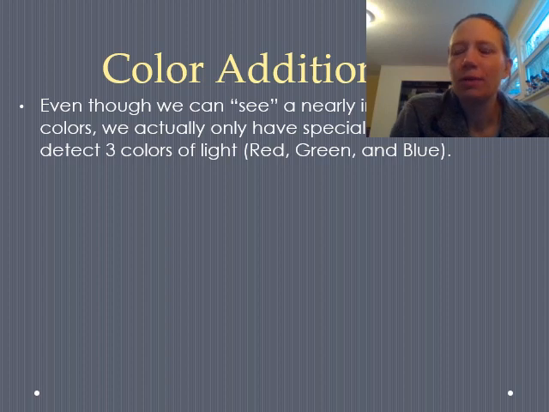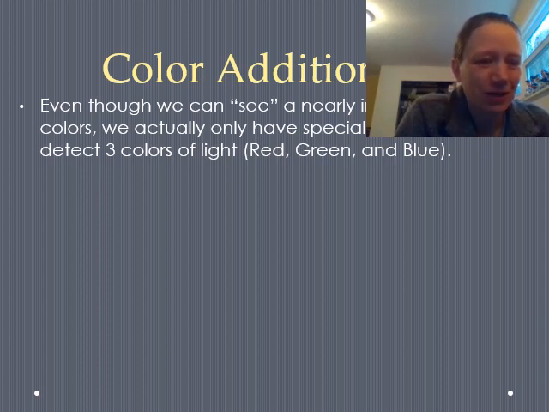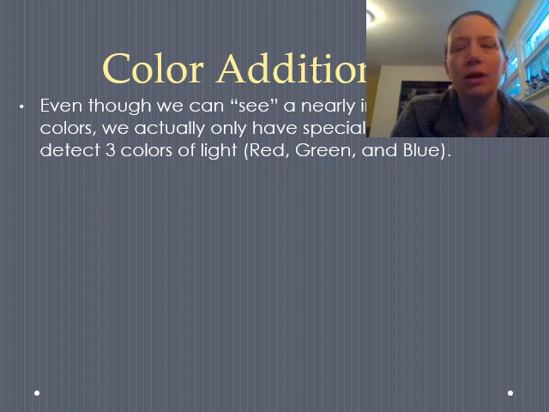Okay, so you probably have added colors before in your life, in art class or just at home when you were playing around, but this is actually a different thing. We're talking about adding colors of light instead of adding colors of paint. And it happens because even though we can see all of the different colors of the rainbow, we actually only have three specialized cones that detect red, green, and blue light. We actually don't have a special cone for yellow or purple or orange, those colors.